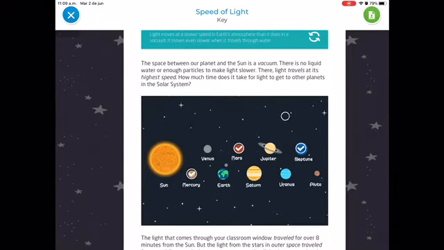Now let's read more about light. The light that comes through your classroom window travels for over 8 minutes from the sun. But the light from the stars in outer space travels for years. When you look at a star, you are seeing light that was emitted many years ago. Wow, that is something very, very unbelievable.